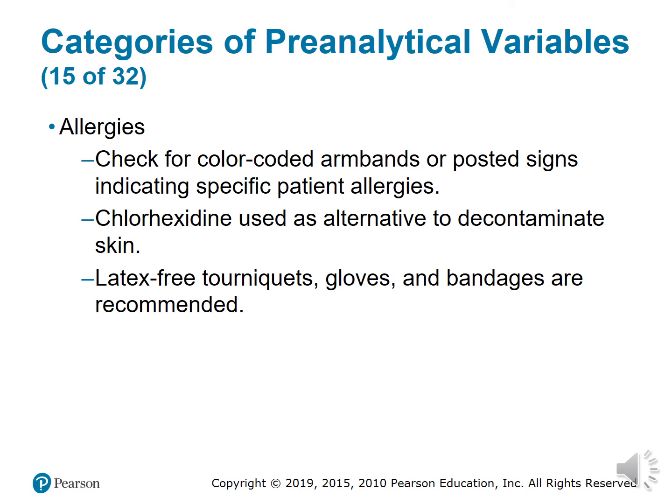Most places have gone to Coban. It's like a spandex-type wrap, and if you've ever seen anyone donate blood or seen someone coming out of the plasma lab, you'll see that they have that wrap around their arm. It comes in different colors, and that's what it is, just to secure that site and apply pressure to stop the bleeding.